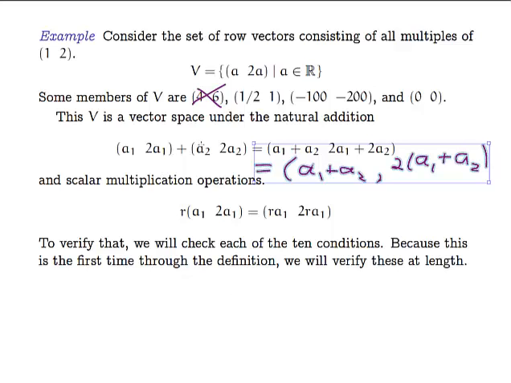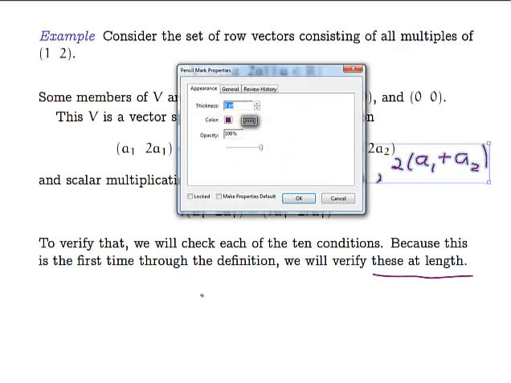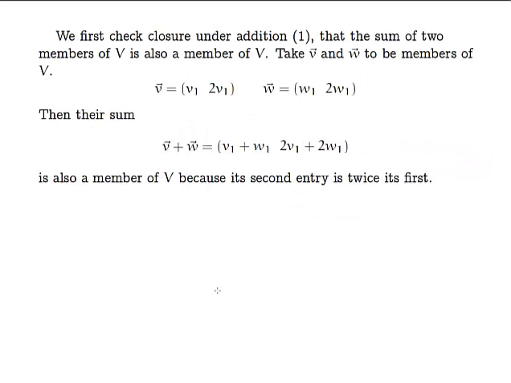Okay. Now what we have actually shown is closure. We've shown that two vectors that have this form still have the same form, and we've shown closure under scalar multiplication because r times a vector of this form still has this form. There are other conditions also that need to be satisfied, so we're going to go through and verify these carefully just to see how they work. Okay. All right, so we will first check closure.